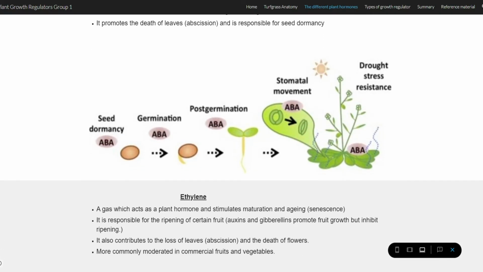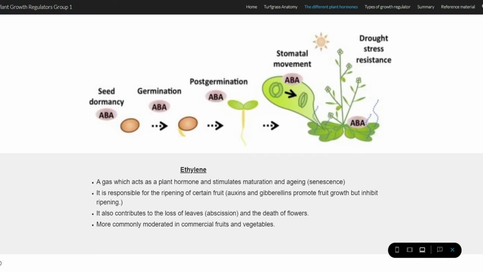Last, we have ethylene. Ethylene is a naturally occurring gas that promotes senescence, or the aging of a plant. It is also responsible for ripening of fruit and controlling the death of flowers and leaves.